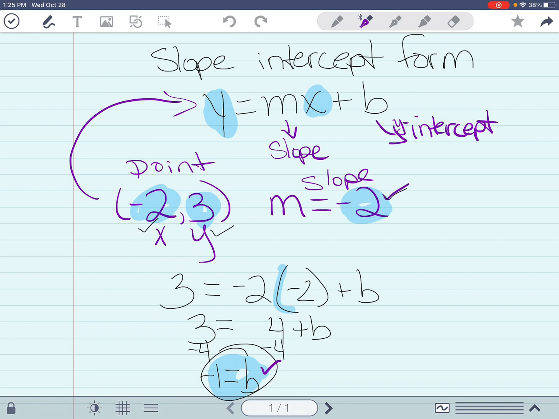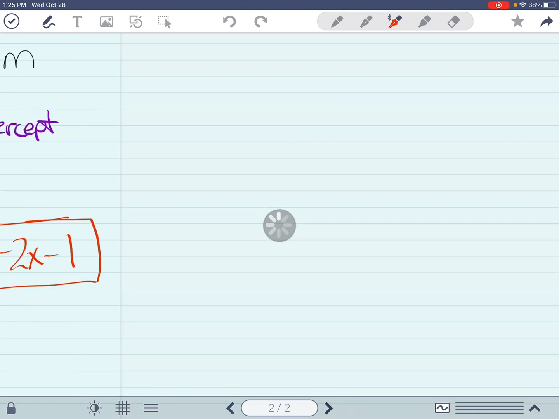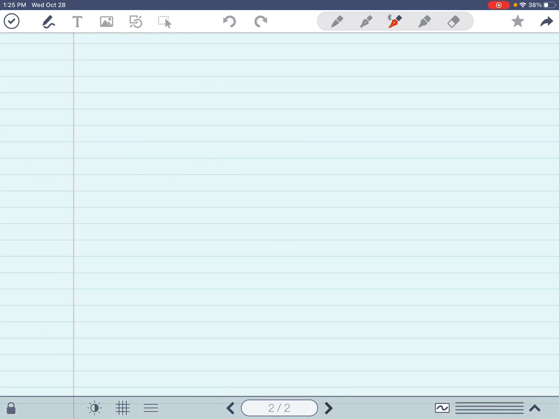So I'm going to write the equation. y equals -2x take away 1. And this is the slope-intercept form of the equation of the line that goes through this point and has this slope. I hope that's helpful.